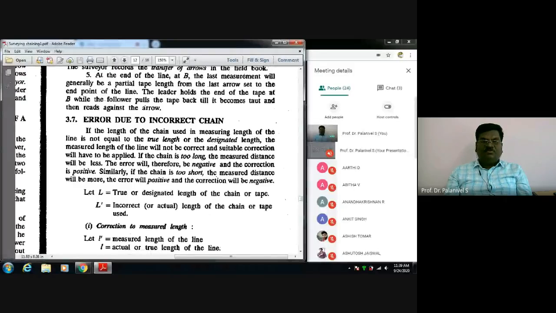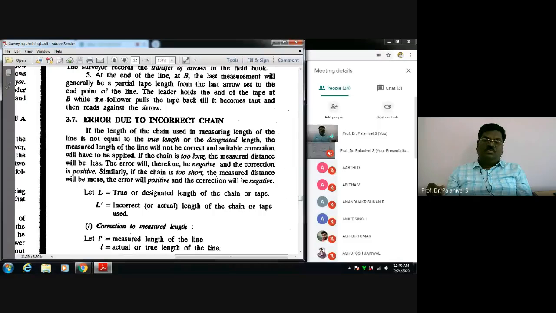Moreover, the chain is exposed to temperature. Due to all these things, there might be some error in the chain. Sometimes the chain may be too long, sometimes it may be too short. Don't think too much about what too long means. It may be maybe 5 centimeter, 10 centimeter, 15 centimeter, 20 centimeter more than its original length. It may be too long or too short. Likewise, some error will be there in the chain.